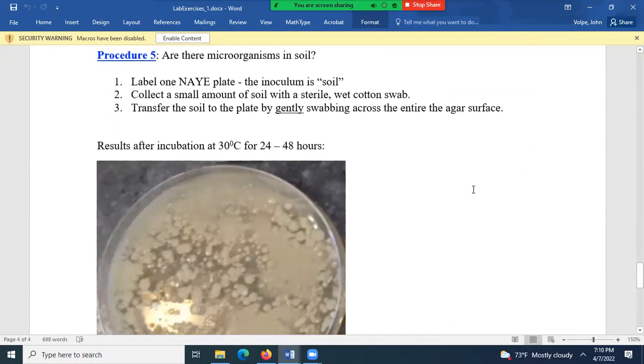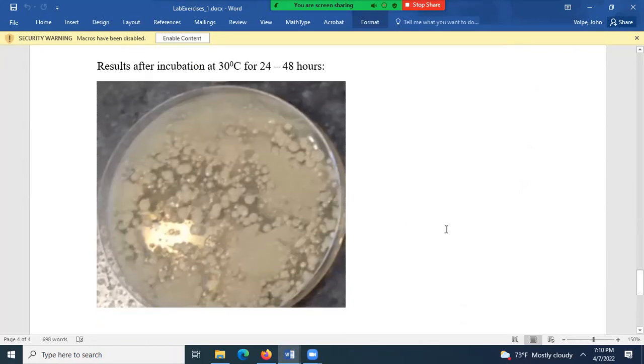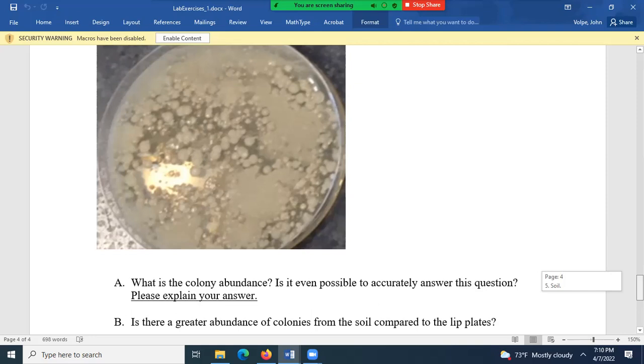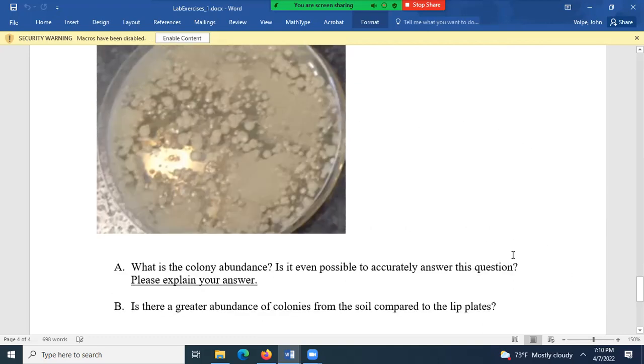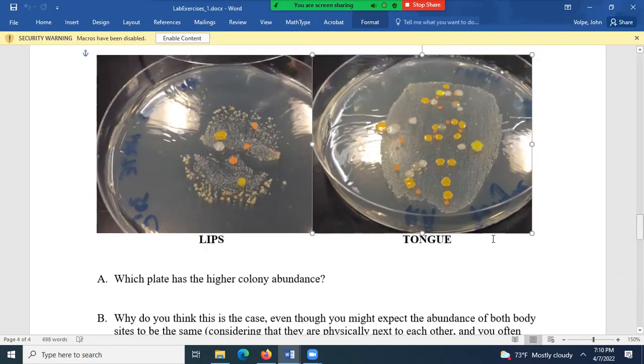Procedure 5, are there microorganisms in the soil? What you do is you take out a little bit of soil, put it in a liquid, scatter the liquid on the plate, and then allow it to grow. And you can't do this, so we're providing pictures for all of these exercises. And here's the picture of the soil plate, and it asks, what is the colony abundance? Is it possible to accurately answer this question? Explain your answer. And is there greater colony abundance in the soil compared to the lip plate shown here?